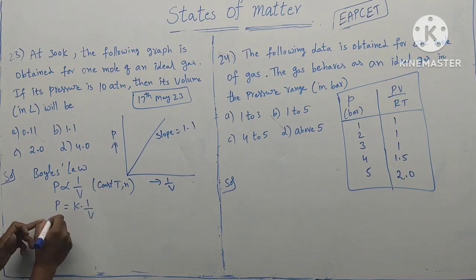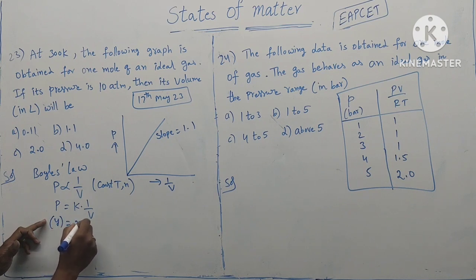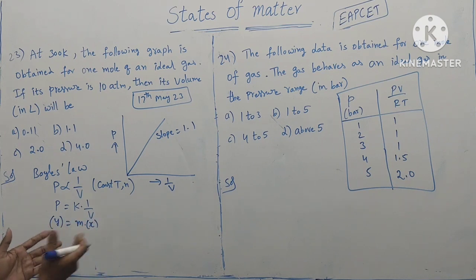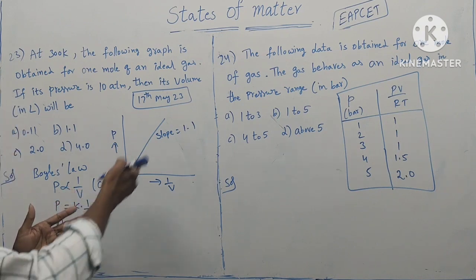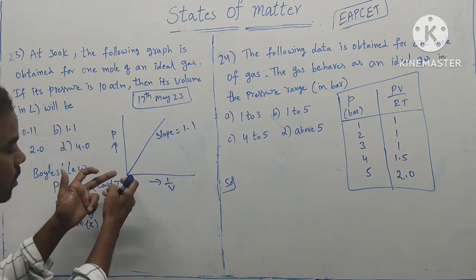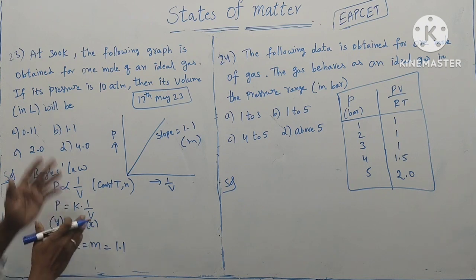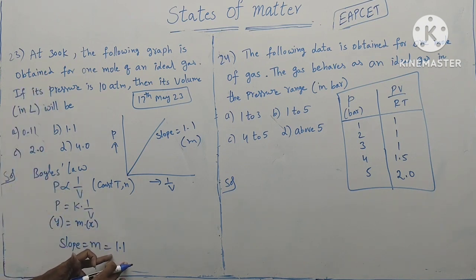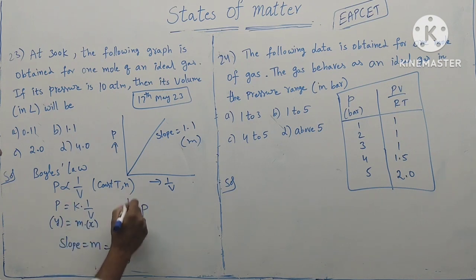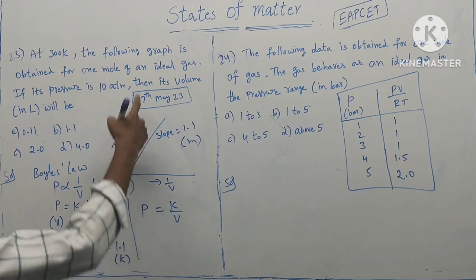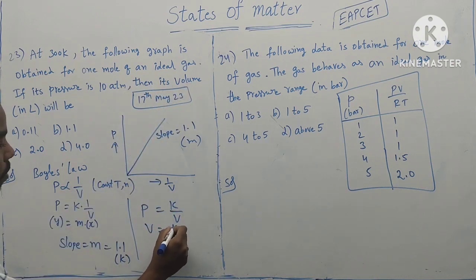If you observe this, it is y equals mx graph. Y equals mx means a straight line which passes through the origin. Here the slope is m, and the slope is equal to 1.1. So if you observe this, the m value is 1.1, that means k is equal to 1.1. So P is equal to K by V. We calculate the volume: volume is equal to K by P, K here is 1.1, by pressure.